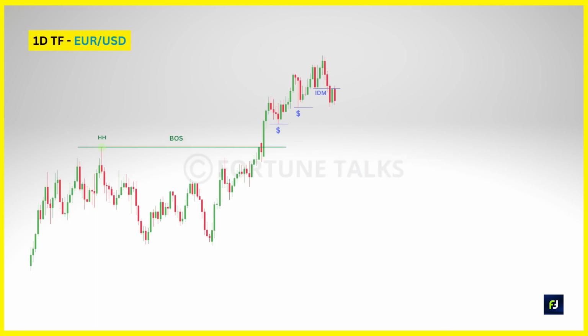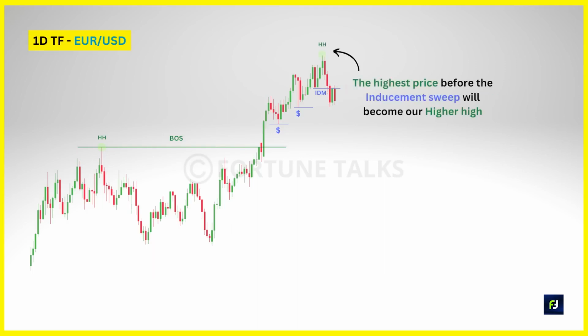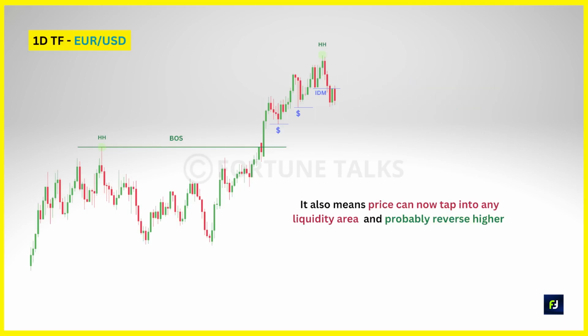Now finally, price makes a correction and takes out our inducement level. This implies two things. Number one, the highest price before the inducement sweep will become our higher high. Secondly, it also means that the price can now tap into any liquidity level or zone and probably reverse higher. This is also a go-ahead sign that we require to begin marking our order blocks.